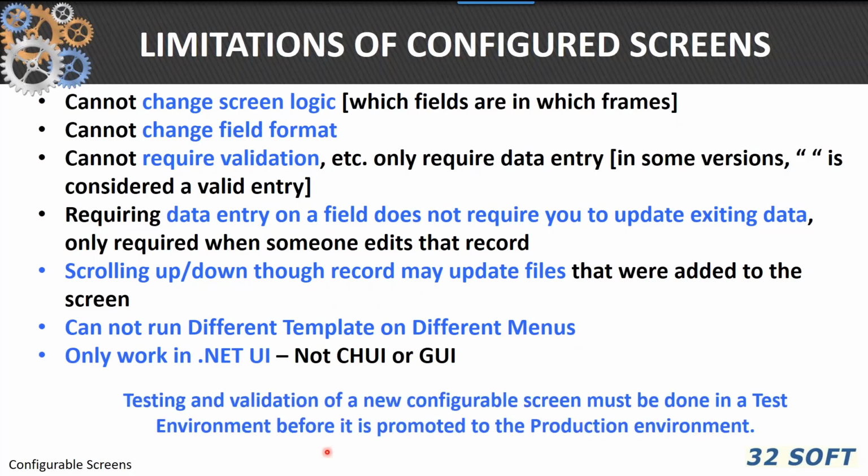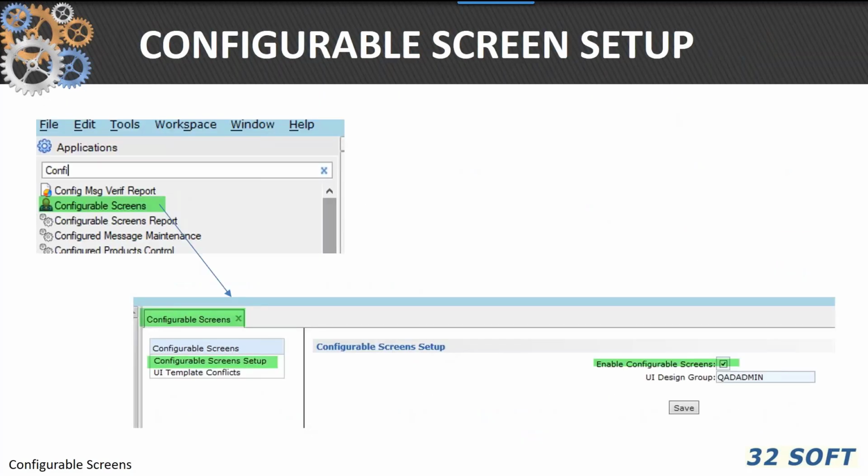Rule of thumb: testing and validation of a newly configured screen must be done in a test environment before promoting to a production environment. I've seen catastrophes happen by not thinking out the logic and the structure of a new configured screen in a production environment. It can cause data issues. Obviously, users can be concerned, and you just need to really test and validate what you're going to do with configured screens.